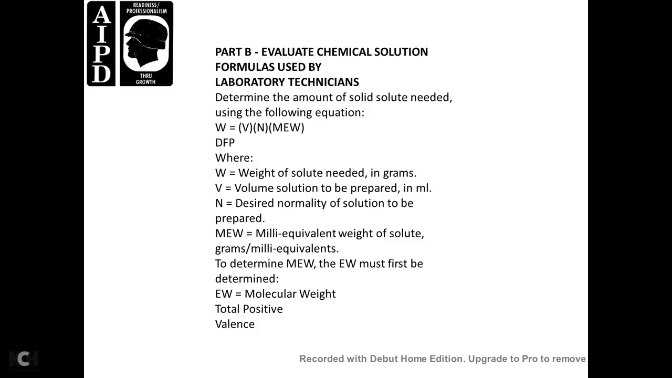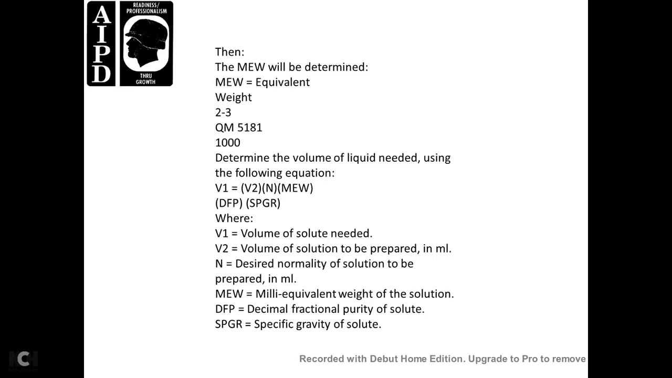To determine the amount of solid solute needed, use the following equation. W, the weight of the solute needed in grams, equals the volume of solution to be prepared in milliliters, times the desired normality of the solution to be prepared, times MEW, the milliequivalent weight of the solute in grams per milliequivalent. To determine the milliequivalent weight of the solute in grams, the EW must first be determined. EW, equivalent weight, is molecular weight divided by total positive valency. Then the MEW is determined as the equivalent weight divided by 1,000.